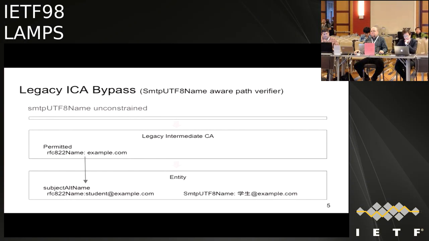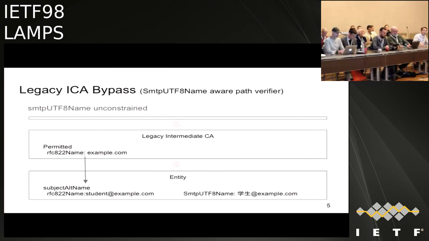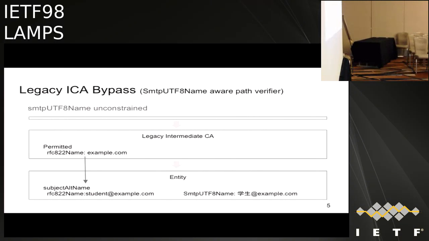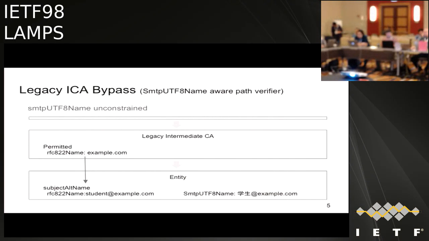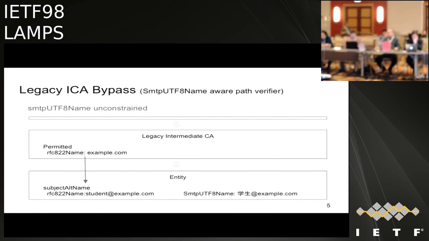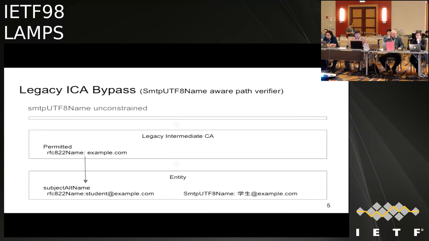Okay, so there's a lot of consideration for how this interoperates with legacy systems. A scenario would be that if you have a legacy CA in your certificate chain, how would that interact with an SMTP UTF-8 name aware path verifier? And would the SMTP UTF-8 aware path verifier misinterpret the intent of that intermediate CA?